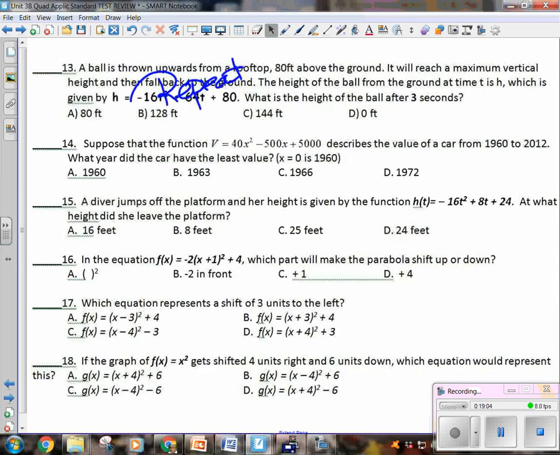14, suppose that we have a V function, and a V, I'm going to assume, stands for value. So the value function says, and we did a few of these in class when we did the little game, the activity, describes the value of a car from 1960. It says what year did the car have the least value? So I'm going to pay attention. That's actually a minimum. And of course, x equals 0 in 1960.